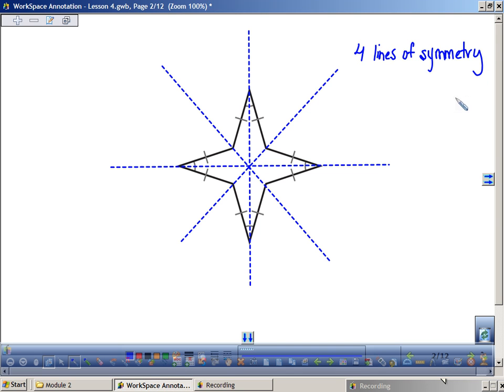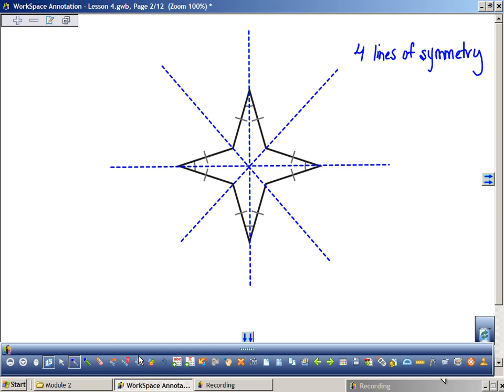All right, let's talk about a different type of symmetry. What if I didn't want to fold the paper? This is what I want you to do. I want you to take your original image, the pre-image. I want you to take your tracing paper. So I'm going to trace. Ready for me to trace?